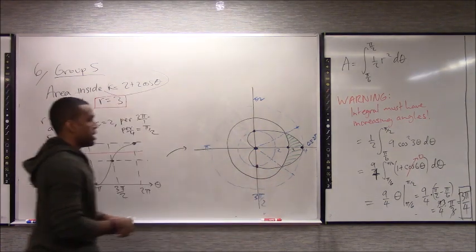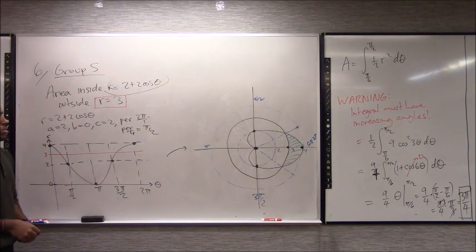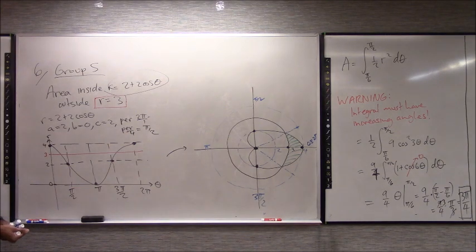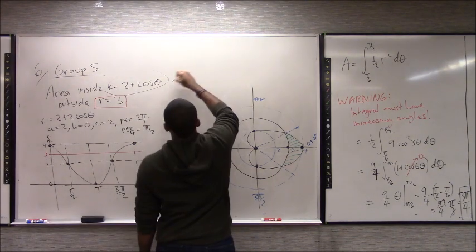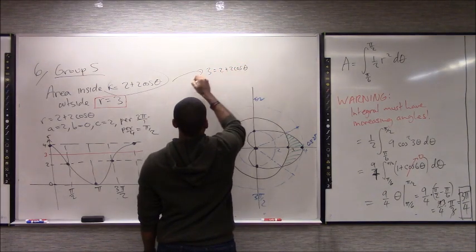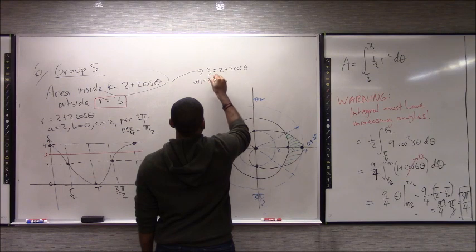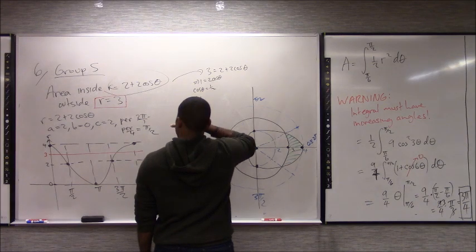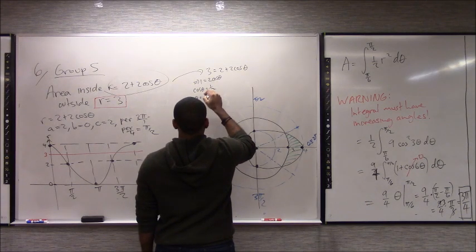How do I find that angle? You plug in radius 3 into it, so 3 is equal to 2 plus 2 cosine theta. This would mean that 1 is equal to 2 cosine theta. This is cosine theta equals 1/2, so your theta would be? 60. Is it 60 degrees? Pi over 3, yeah.